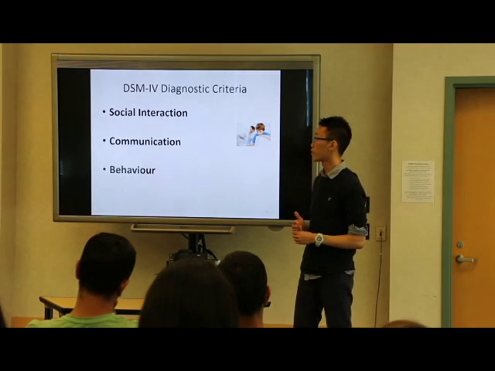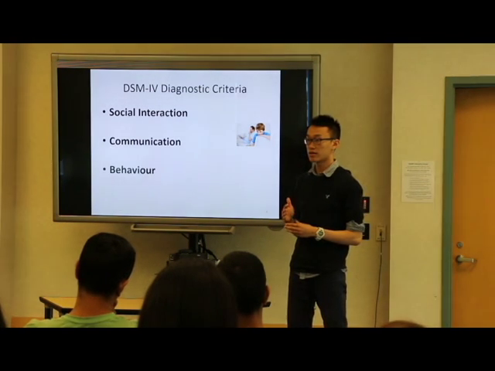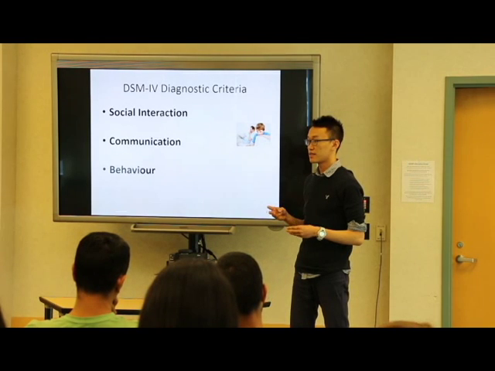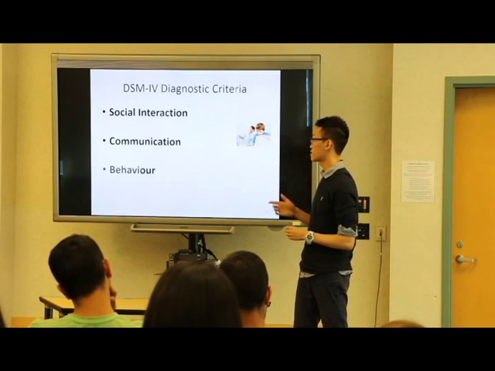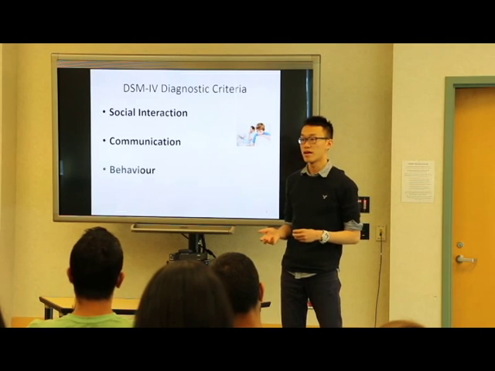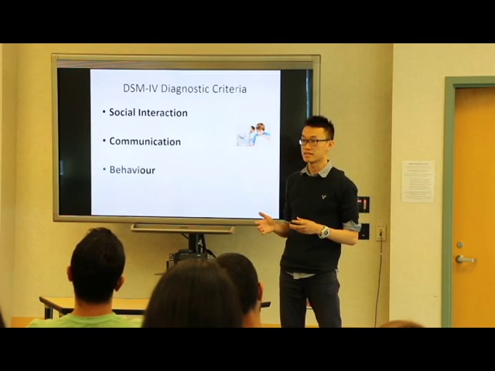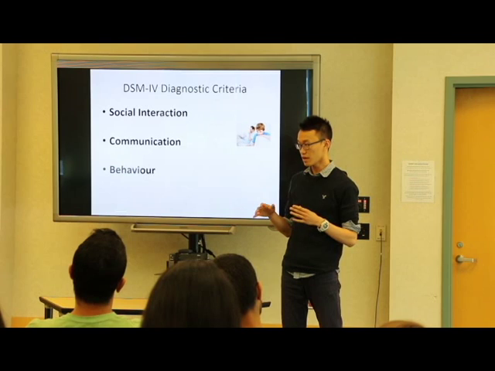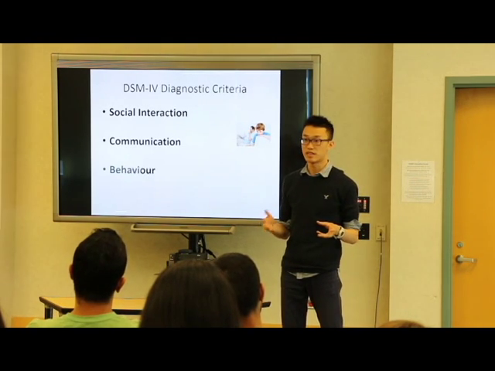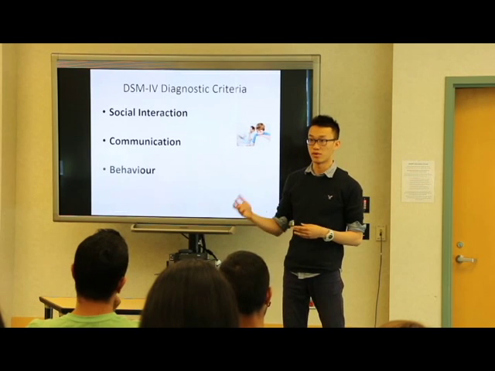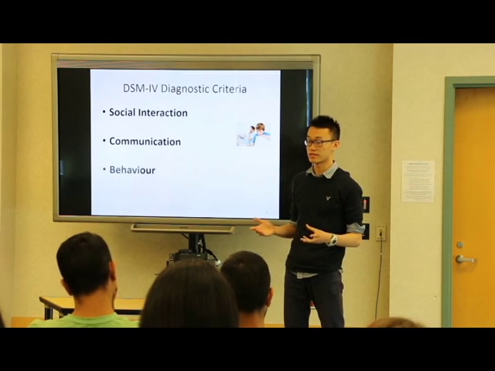According to DSM-4 diagnostic criteria, there are three main things that clinicians look out for in autism patients. The first is social interaction. So, for example, a lot of autism patients have a problem in social settings and interacting with those around them. Sometimes they're not even aware that people are around them in those cases.